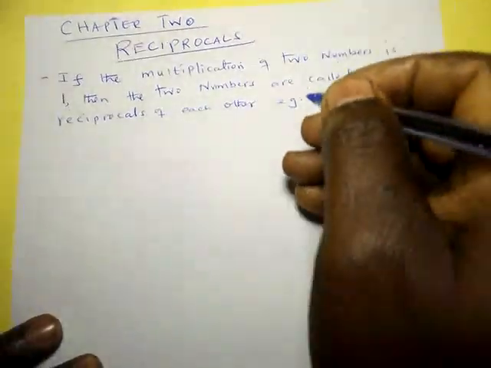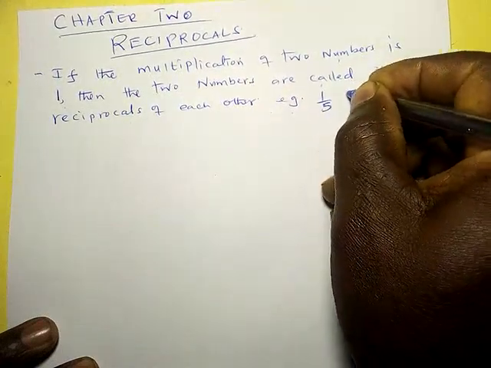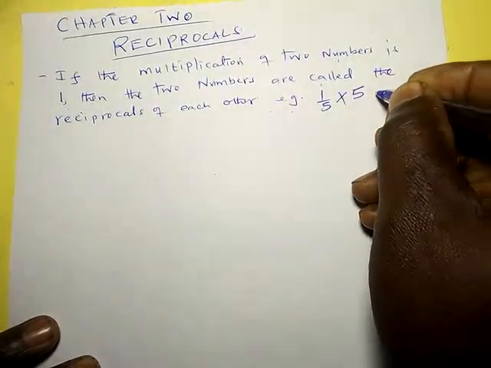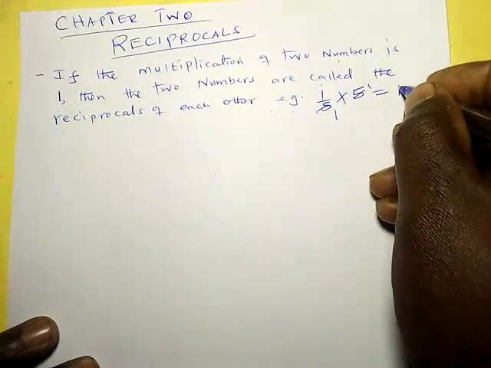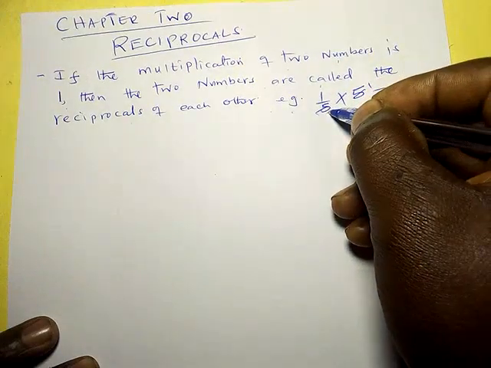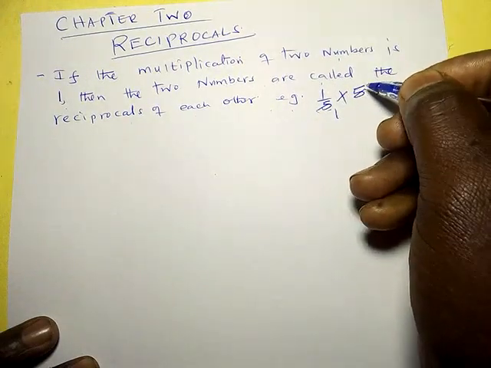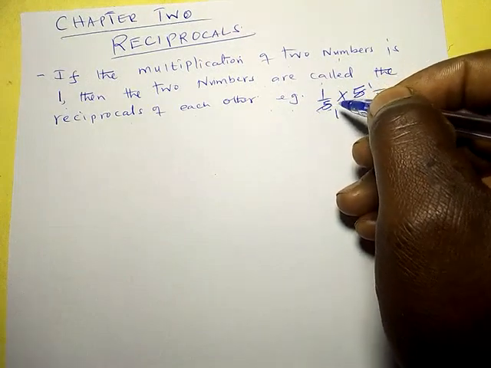For example, I can give you 1 over 5 times 5. What is the answer? 1 here, 5 here, 1. Therefore, the answer is 1. Therefore, 1 over 5 is the reciprocal of 5, and 5 is the reciprocal of 1 over 5.